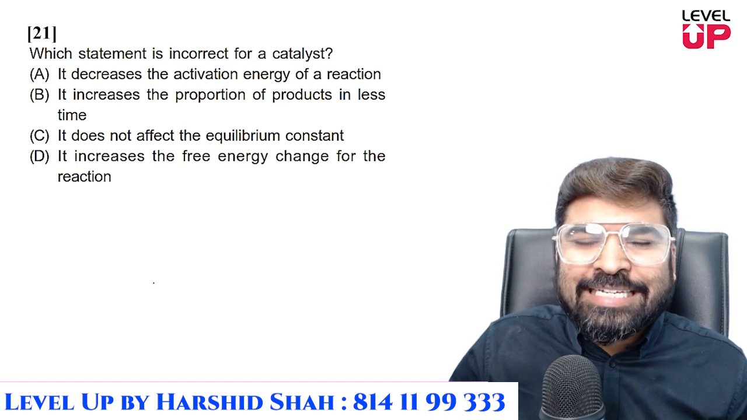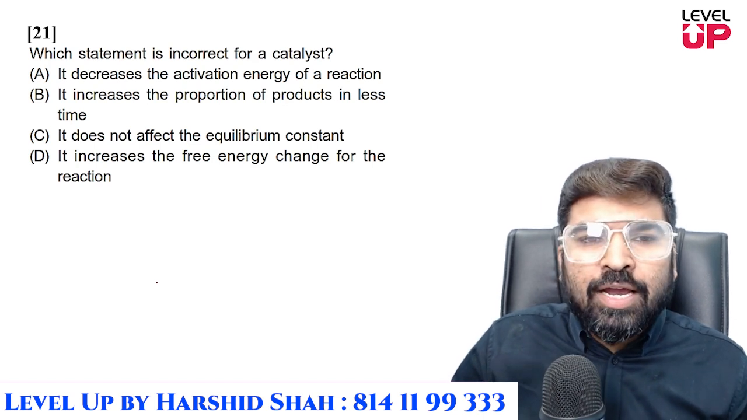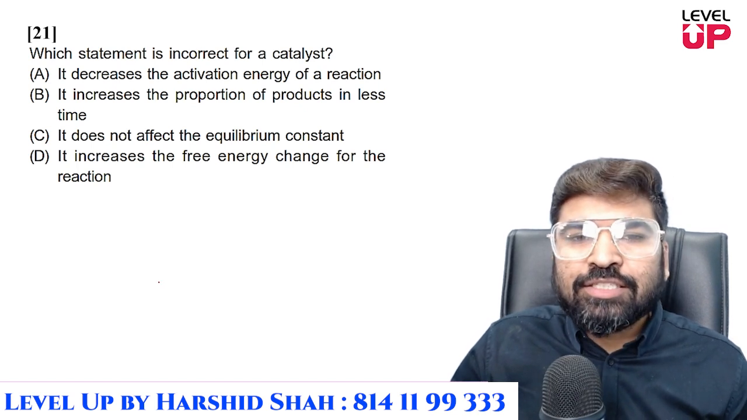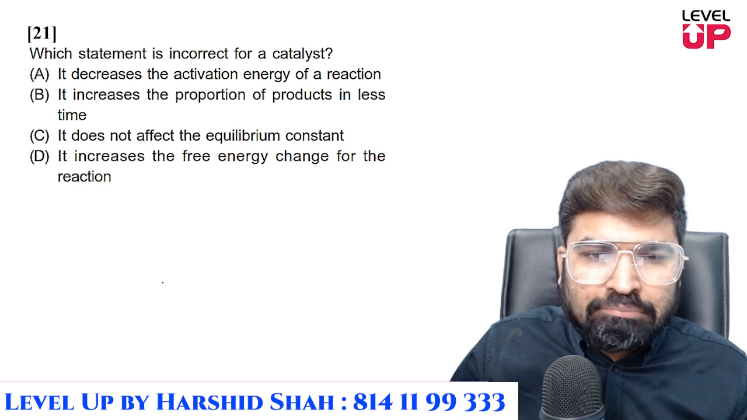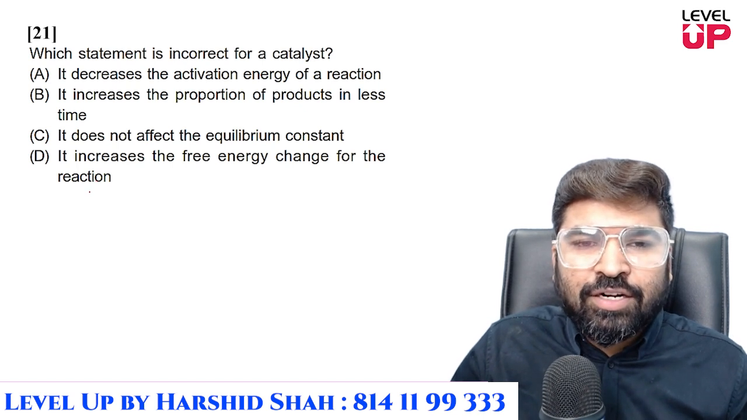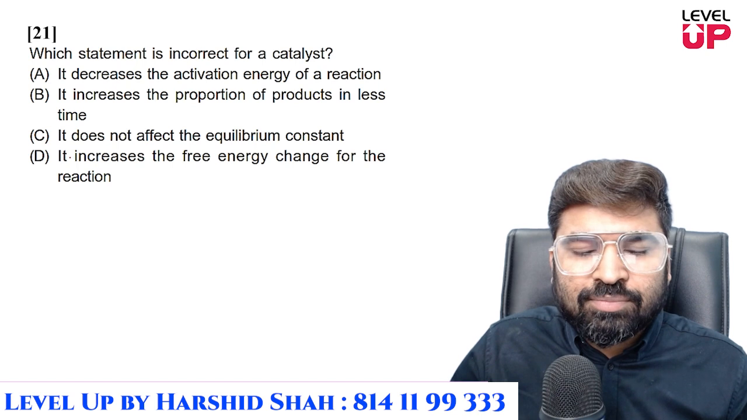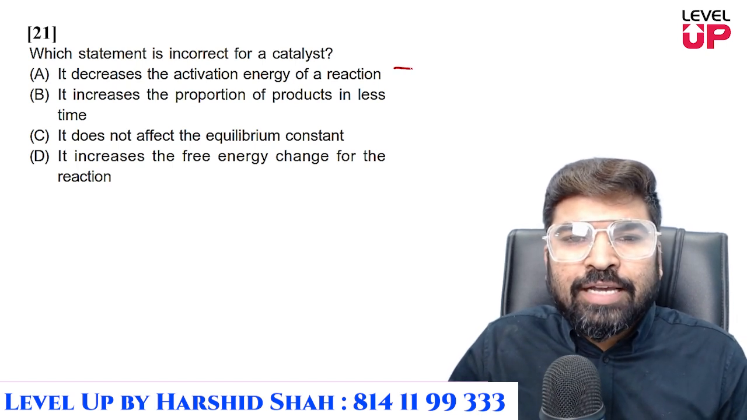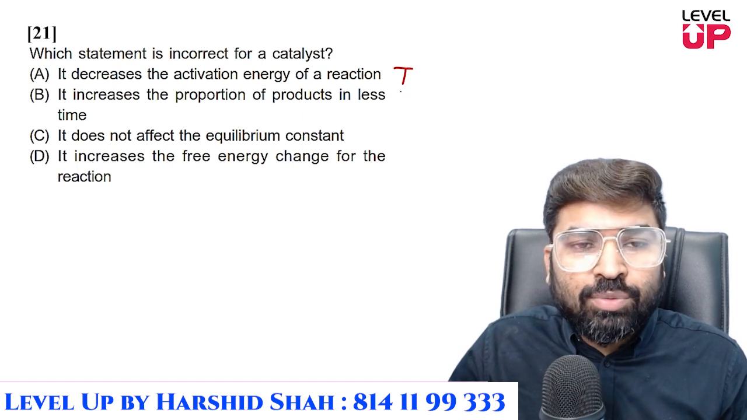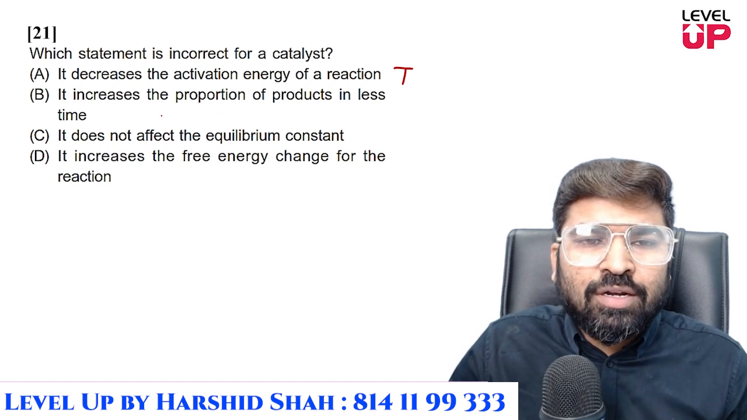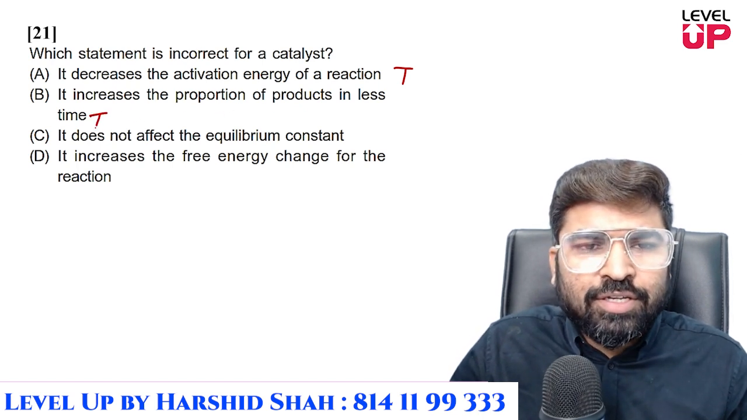Which statement is incorrect for a catalyst? It decreases the activation energy of the reaction. It increases the proportion of products in less time. It does not affect the equilibrium constant. It increases the free energy change for the reaction. Okay, let's see. It decreases the energy of activation of the reaction. That is true. It gives you another pathway with lesser energy of activation. Increases the proportion of products in less time. Yes, you can say that because it increases the rate of reaction.